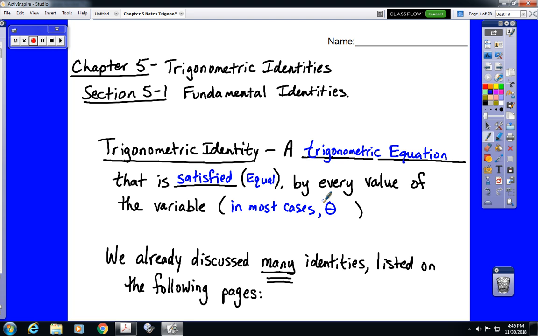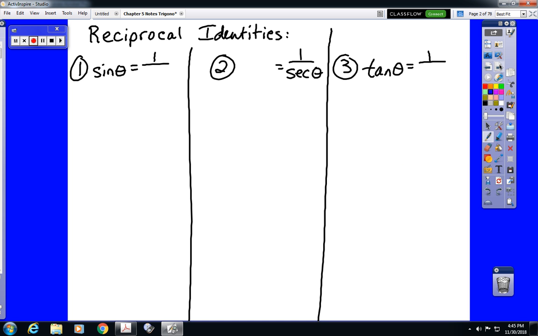Now, we've already talked about quite a few trig identities in this textbook. So what I've done is I've pulled the pages from those earlier lessons and placed them into this lesson so that we can quickly review them and have them all in one place. So we've basically talked about 4 or 5 sets of identities. Some of them are more important than others.